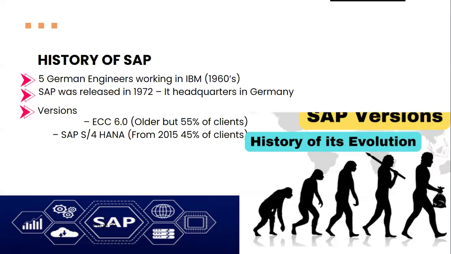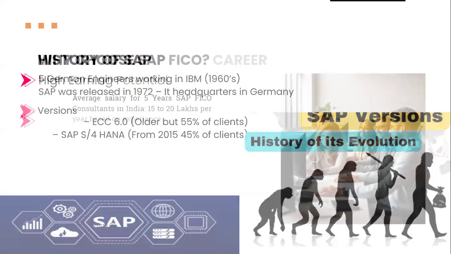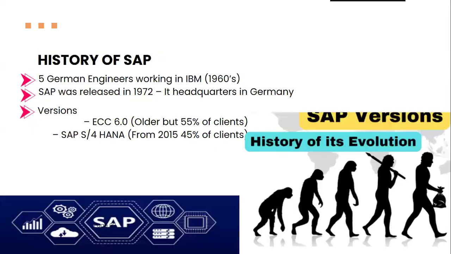Every year or every quarter or every decade, you no need to learn new technologies. You can easily adopt it. That's one of the good things, right? And as I told you, we have two versions. One is ECC, one is S4HANA. Both are almost same. 95% both are same. Only 5% difference.